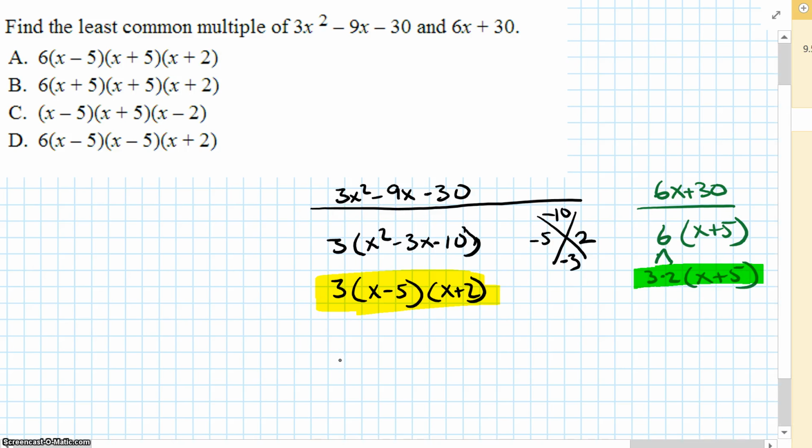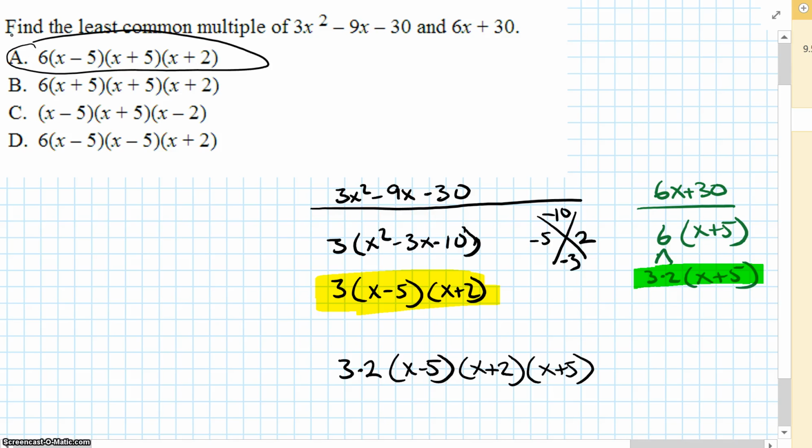So I have a 3, okay, and I have one 3 over there. I have a 2, one 2. I have an x minus 5. I have an x plus 2. And I have an x plus 5. So I'm looking for 6, x minus 5, x plus 5, and x plus 2. So the answer would be A. Let's look at that for a second. Let's go on.